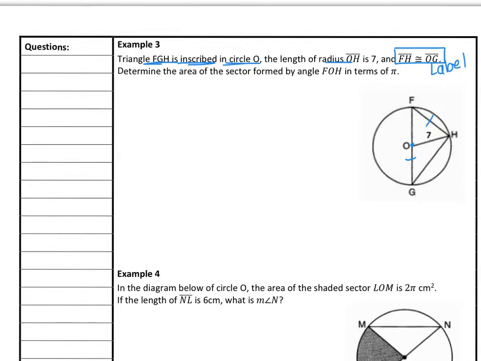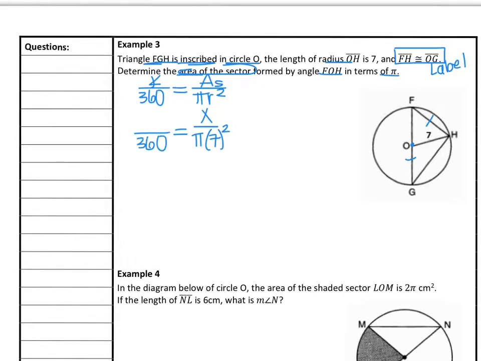So it says determine the area of the sector formed by the angle FOH in terms of pi. Okay, so let's write out our formula, figure out what we got, what we need. Equals area of the sector over pi r squared. They're asking us to find the area of the sector, so we're going to have x on top over pi r squared. Our radius is 7, so it'll be pi 7 squared. On the left side, 360 is always on the bottom.